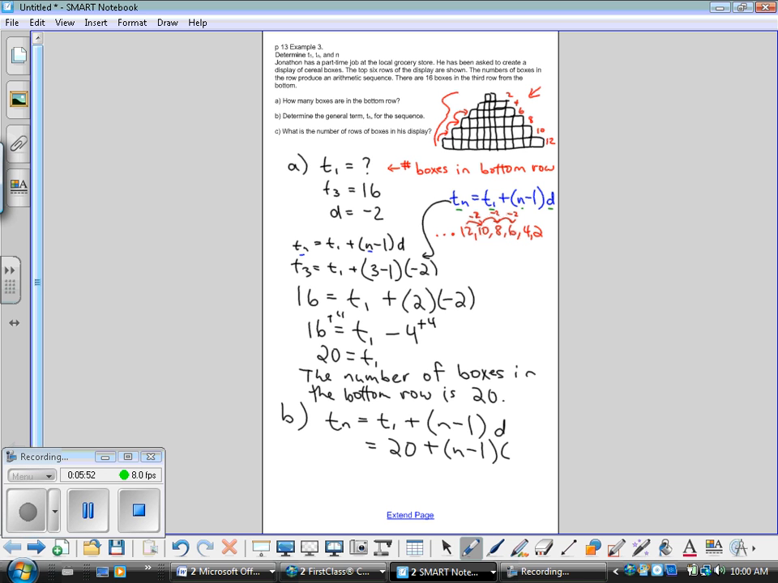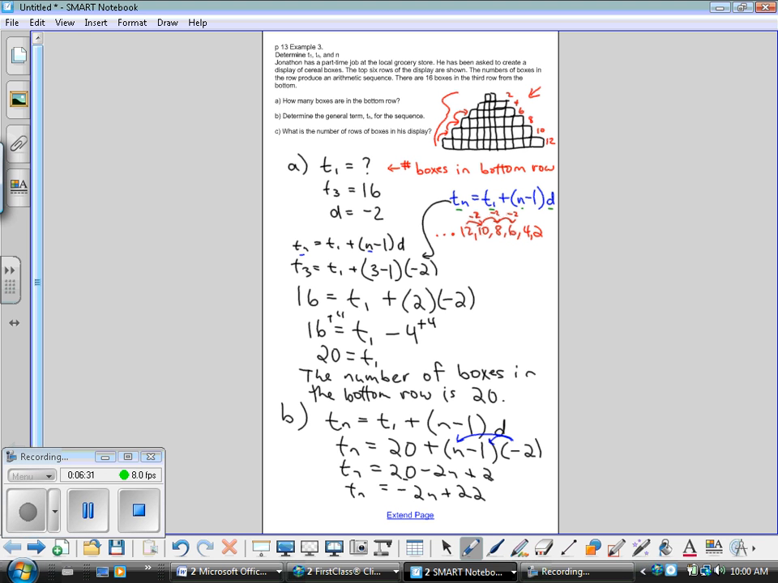And d, negative 2. So we'll just simplify this by distributing that negative 2 here. Be careful when you're distributing that negative. Let's fix that. Negative 2 times n is negative 2n, and then negative 2 times negative 1 will give us a positive 2. So the nth term is given in general by negative 2n, and we'll group these two like terms together, plus 22.